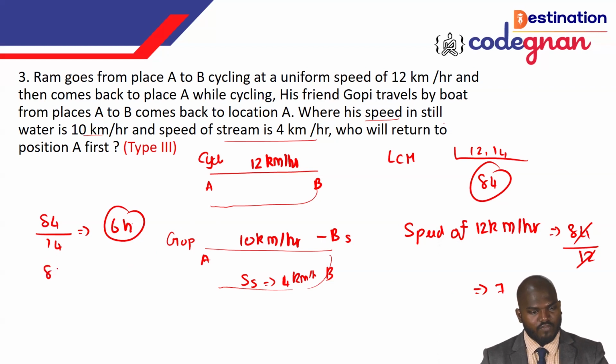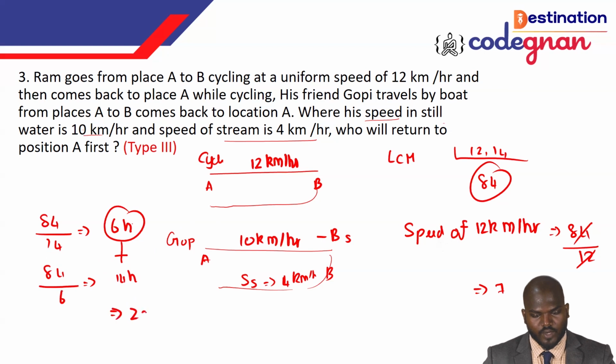Okay. That is 84 by 6. It will give you 14 hours probably. So 14 plus 6, we can call it 20 hours. So that probably we will get the answer.